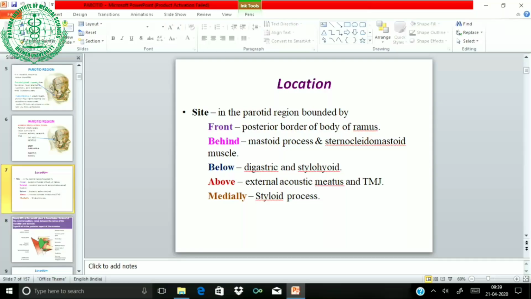Below, this parotid region is bounded by the digastric muscle and stylohyoid muscle. Above, it is bounded by the external acoustic meatus and temporomandibular joint. Medially, the parotid region is bounded by the styloid process. This is regarding the boundaries of the parotid region in the body.